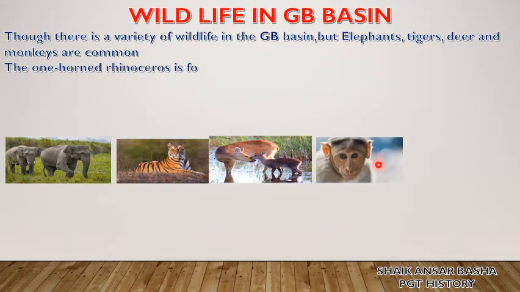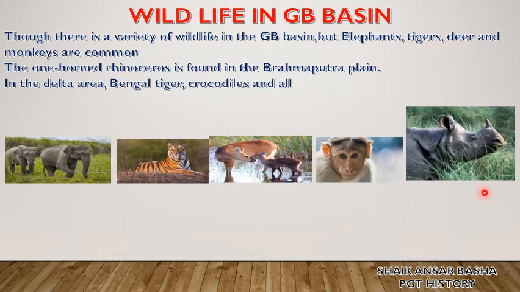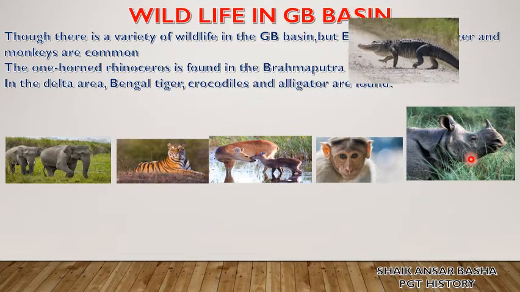The one-horned rhinoceros is found in the Brahmaputra plain. It's one-horned; there is only one horn, that's why. In the delta area, Bengal tigers, crocodiles and alligators are found.